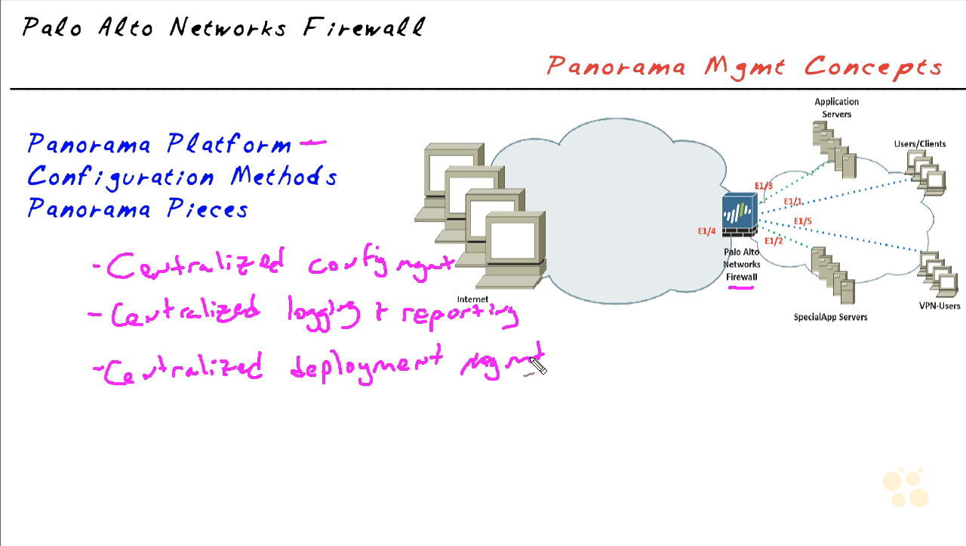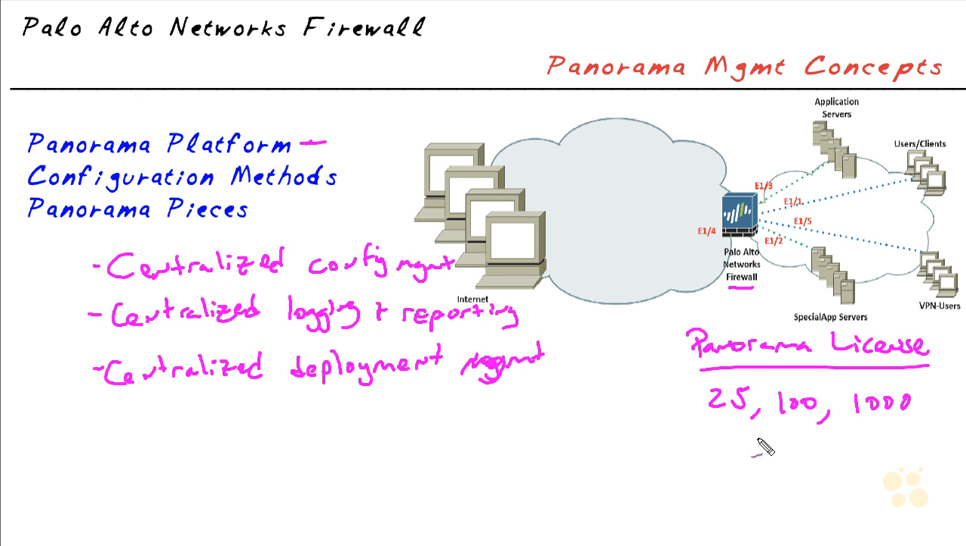So MGMT. When we look at this again, centralized is my key word for it. That's the whole point we're trying to get to: no matter how many devices you're going to have in there, you have lots of leeway. Now, of course, these are licensed, come on, it's the way things work these days. So licenses for Panorama are by the number of devices managed. They can be done in 25, 100, or 1,000 increments.